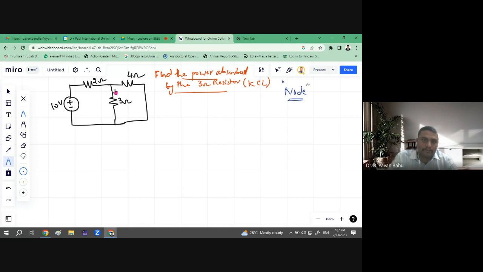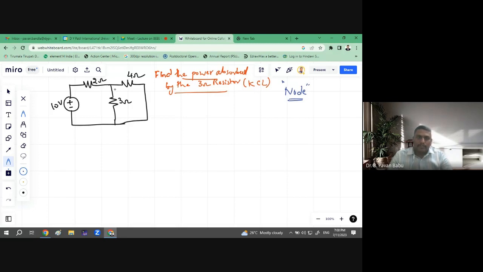Where can we draw the node? Two or more branch elements should be connected to that particular node. For example, if we consider here, it is only a single voltage source, a branch consisting of an active element. Whatever the element may be, it consists of only one branch, so we cannot consider this as a node.